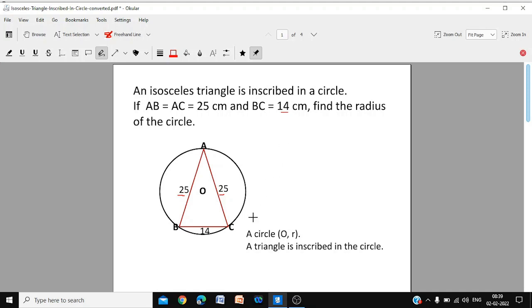So what we are given is a circle O, R. It means that the center is O and the radius is R. And a triangle ABC is inscribed in a circle, the sides being 25, 25 and 14. We are required to ascertain the radius of the circle, OA, OB, OC, or any one of them. All will be equal, of course. OA will be equal to OB, will be equal to OC. So the radius of the circle.